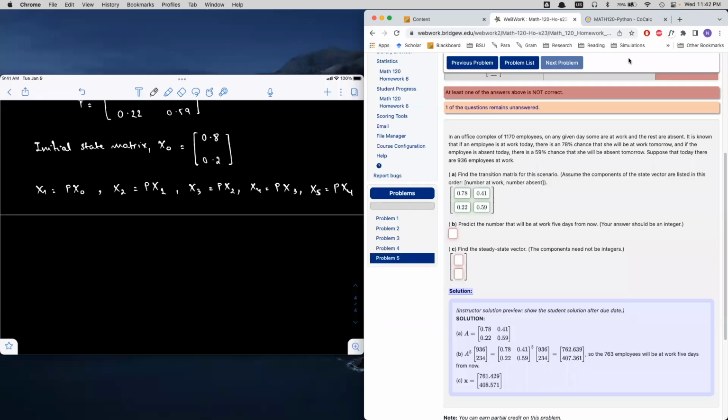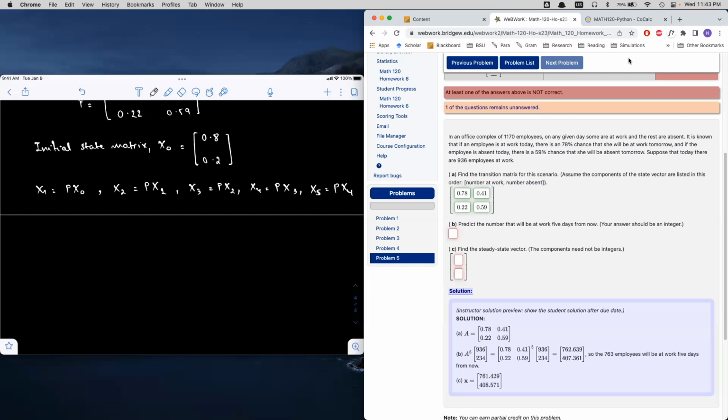And when you do the calculations, you will have the probability vector x5, right? So 2 entries. The first entry is for people at work, and the second entry is the portion of people who will be absent in 5 days, right? But you want to know the number that will be at work 5 days from now. Whatever portion you have for work, you multiply with 1170 and you get the number of employees who will be at work in 5 days.